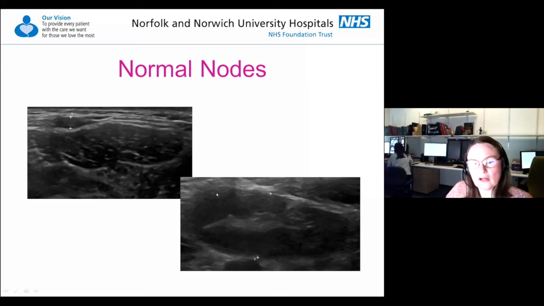This is a slightly larger node. This is in the level 2 jugulodigastric region. It's quite big, 13 millimeters, but it has a relatively normal morphology. It has an oval shape, it has a fatty hilum, and it had normal flow on Doppler. And the patient had a recent viral illness, so I could relatively reassure that this is just a reactive node.